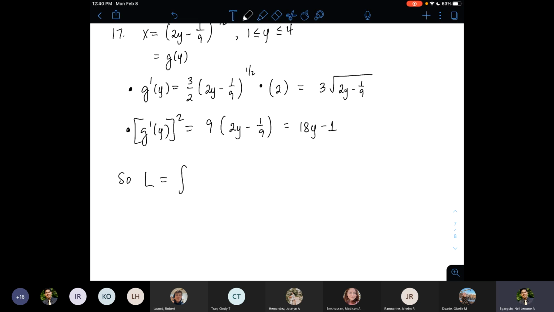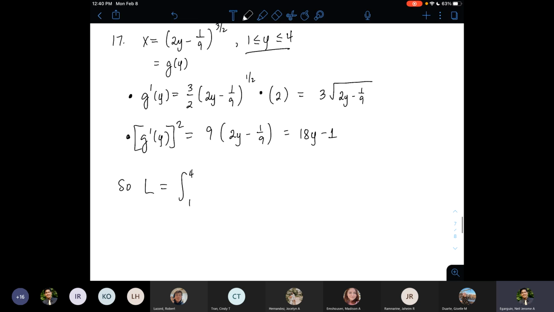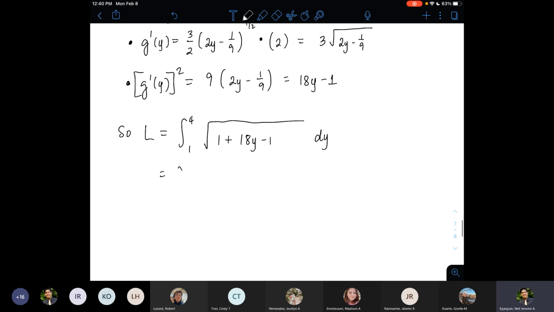So the arc length would be an integral from 1 to 4, because that's the given interval in the problem, of the square root of 1 plus the derivative squared. We know that the derivative squared is 18y minus 1, dy. And then you simplify, so this would be the integral of root of 18y dy. And then I guess you can integrate it easily, so I'll just leave the integration to you guys.